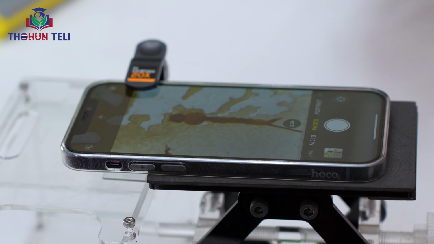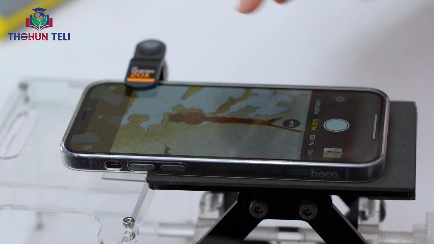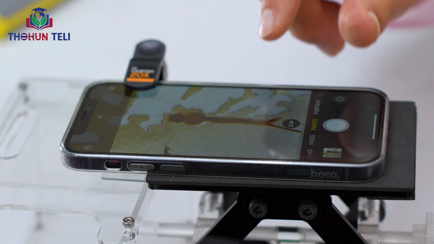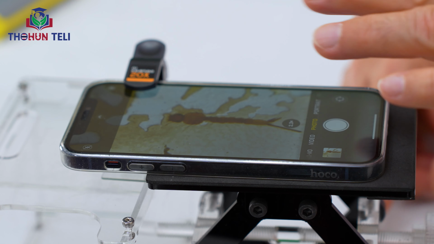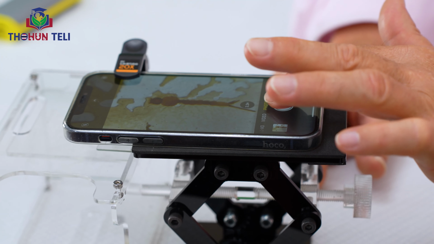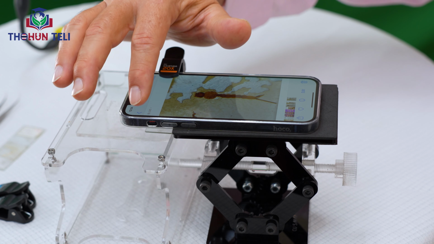So for example, here I have focused on this larva that I had on the slide, and you can see the image here with just 20x plus 2.3 magnification. To identify the mosquito larva, I will take a picture of the whole larva. The picture is there. I will show it to you now. As you can see, the picture is very clear to see some of the characters of the mosquito larva.